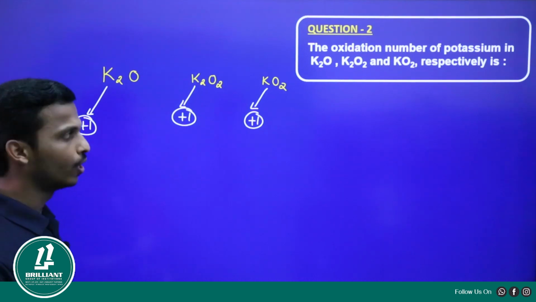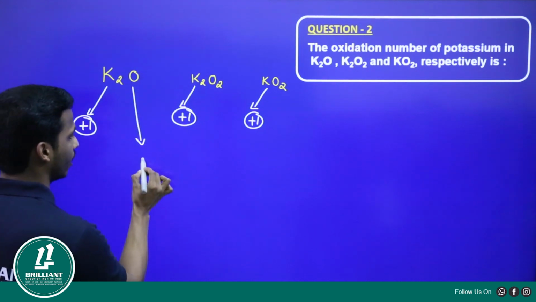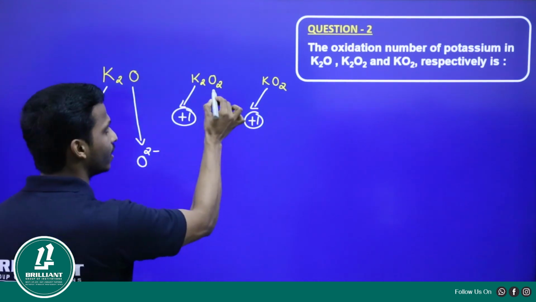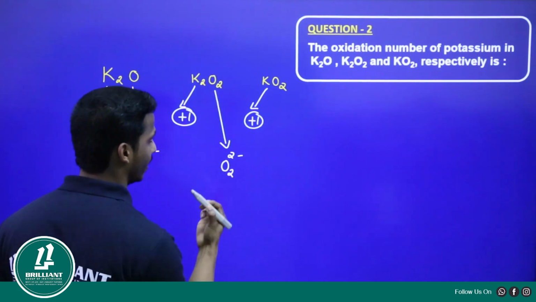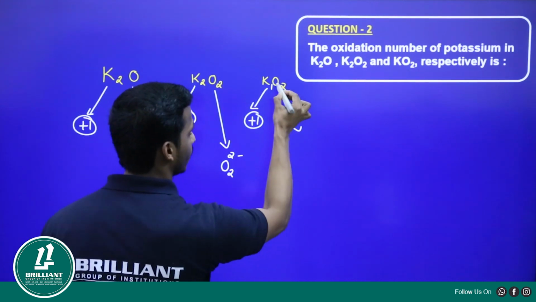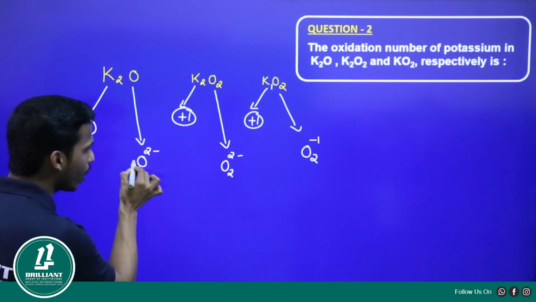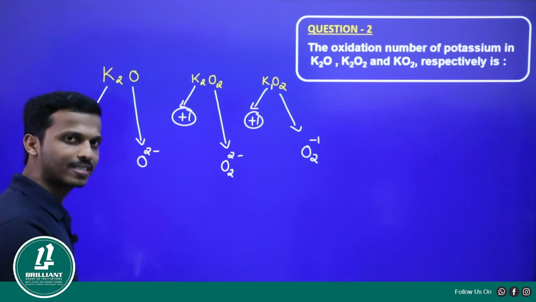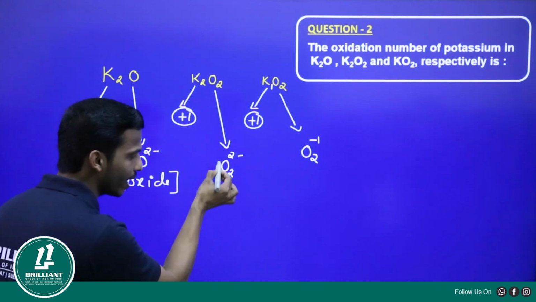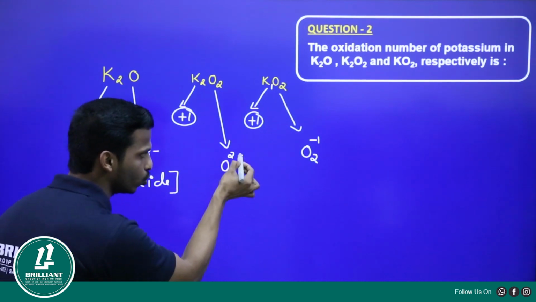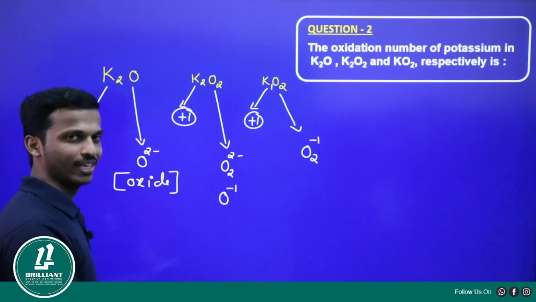What about oxygen? In K2O, the oxygen is actually O2-. In K2O2, the 2 is contributed from O2 2-, and in KO2, the 1 is contributed from O2-. When oxygen exists in the -2 oxidation state, it is called oxide. In the second case you can see 2 oxygen atoms in the 2- state, so what will be the oxidation state of 1 oxygen? It will be -1.